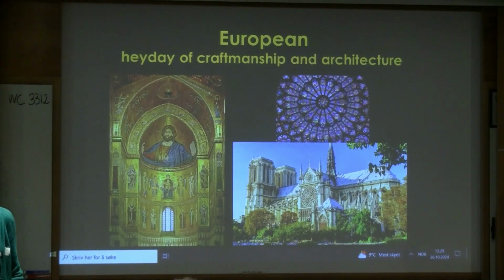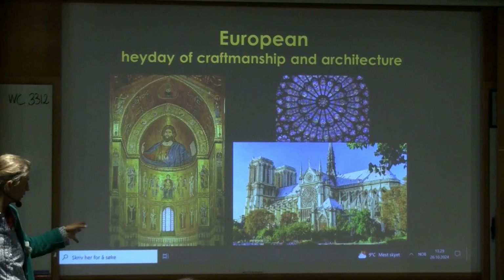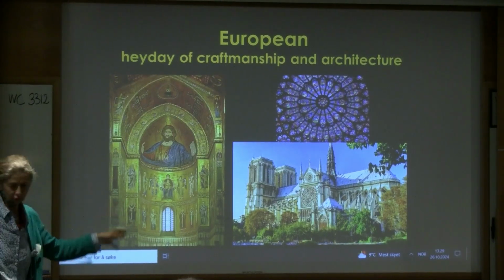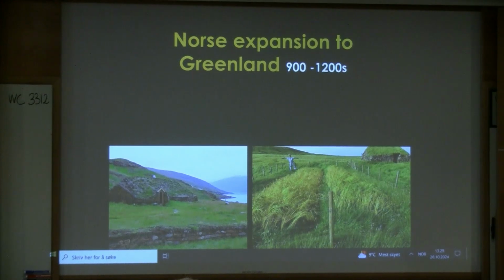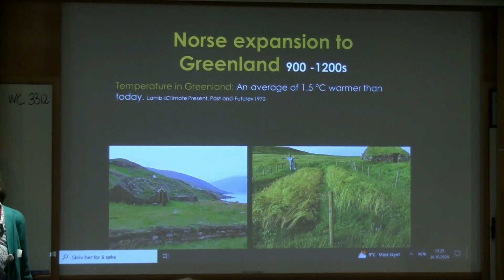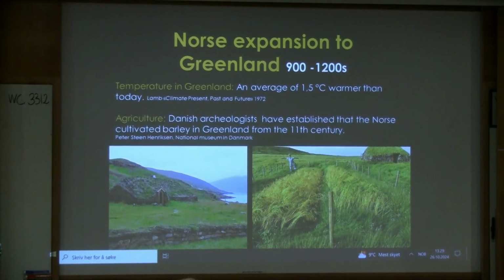There was also a heyday of craftsmanship and architecture in Europe, with churches built in different styles, of course, with the Gothic churches in Western Europe, and the Byzantine architecture in the east. Also, the Vikings had a good time. There was a northern expansion to Greenland. The temperature was probably 1.5 degrees warmer than today in southern Greenland at the time, and it's been established by Danish archaeologists that they actually cultivated barley in Greenland during this period.